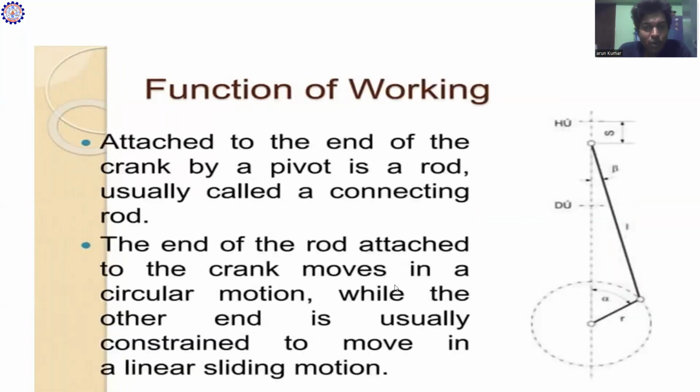The working of this crank and slide mechanism: attached to the end of the crank by a pivot is a rod, usually called a connecting rod. The end of the rod attached to the crank moves in a circular motion, while the other end is usually constrained to move in a linear sliding motion.